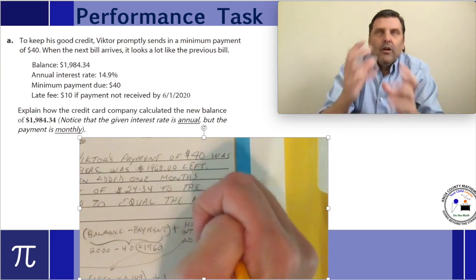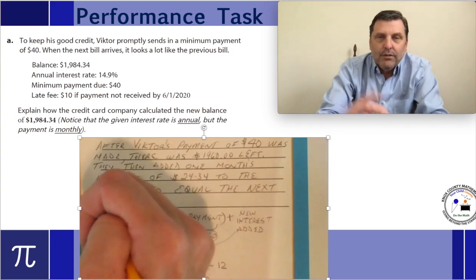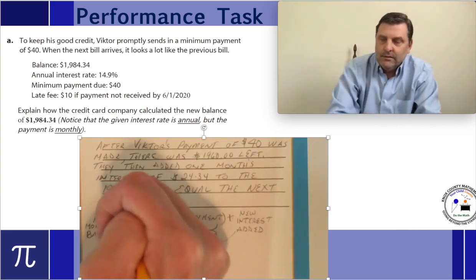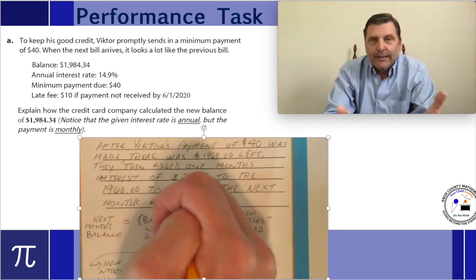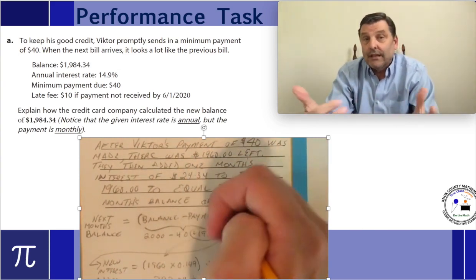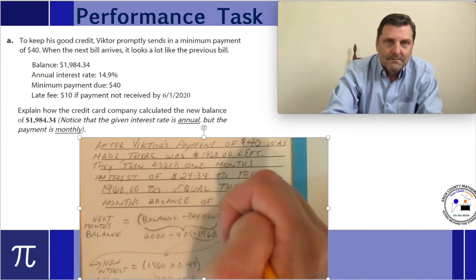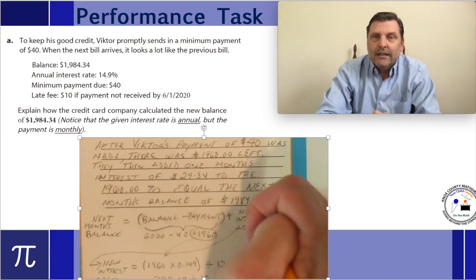It's really not hard. The hardest part is, I think, explaining at the end. It's really interesting how it works out. So to equal the next month's balance of $1,984. So that's where we get that. And the minimum payment was $40, and looks like Victor does not have to pay a late fee. So that's part A. That's how we explained how the credit card company calculated the new balance.